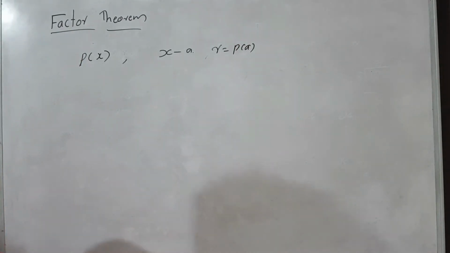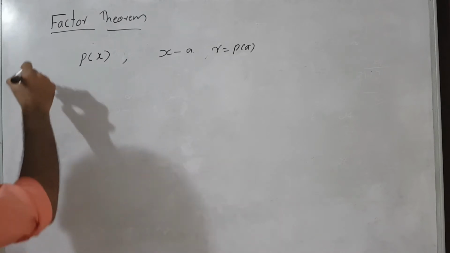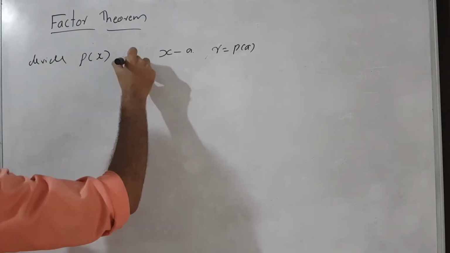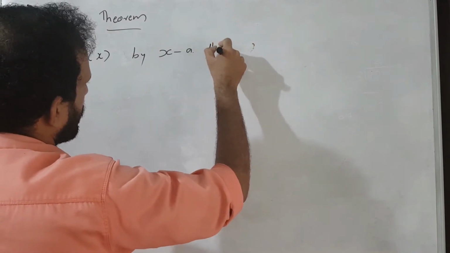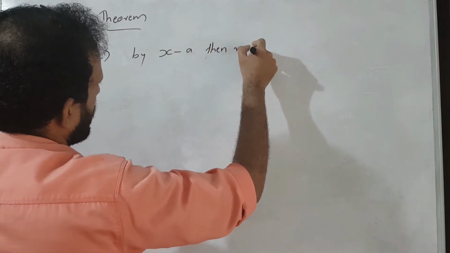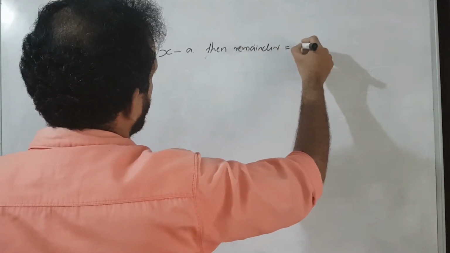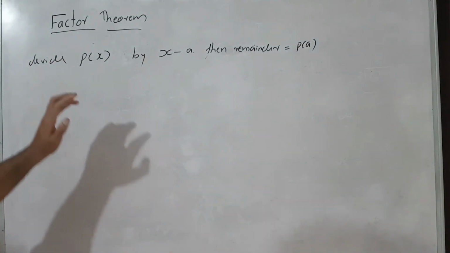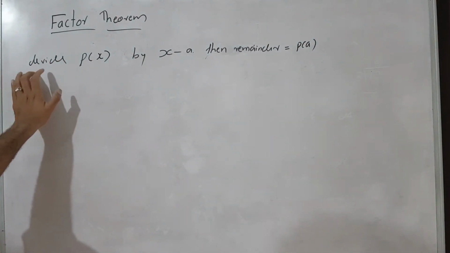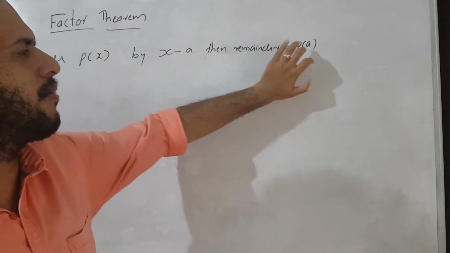Don't forget, if we divide p of x by x minus a, then the remainder is equal to p of a. It's a basic point. If we divide p of x by x minus a, then the remainder is equal to p of a.